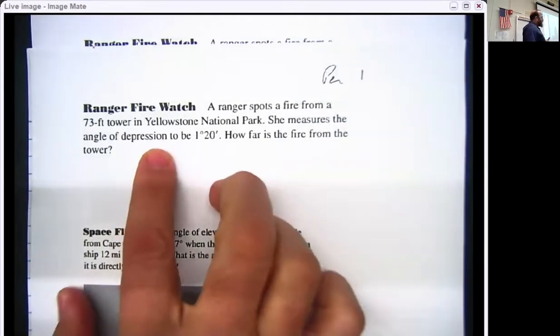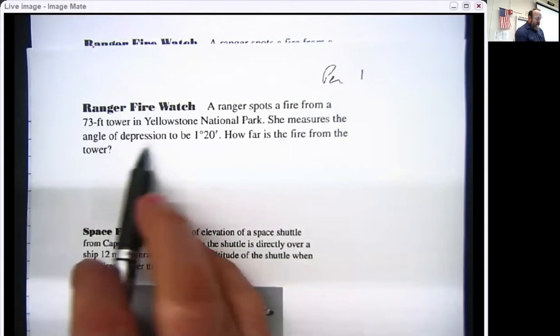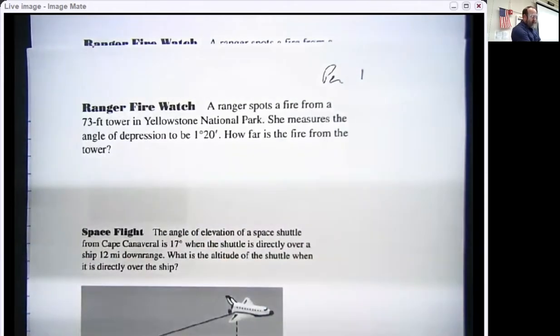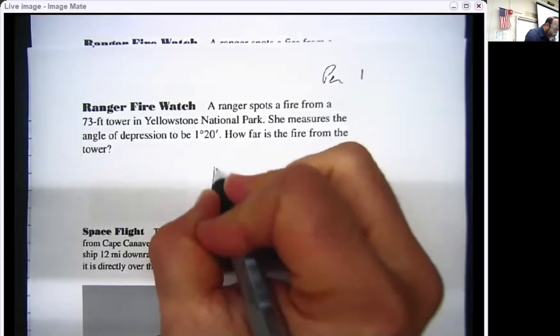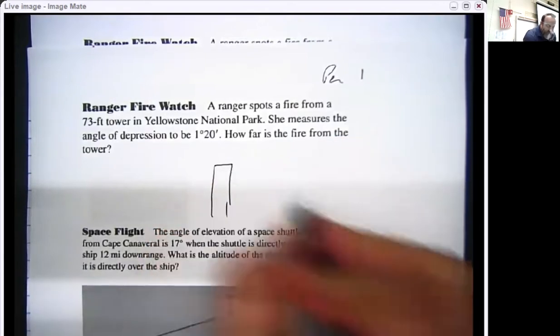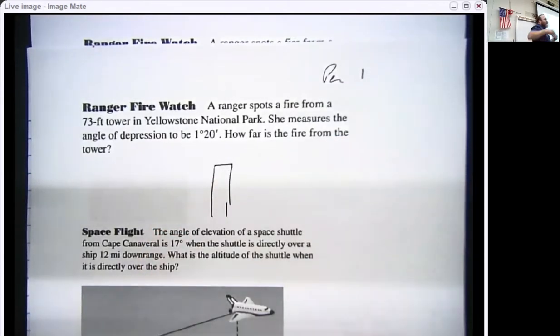So we've got a fire ranger here that spots a fire from a 73-foot tower out in Yellowstone National Park. And she measures the angle of depression. Now, right off the bat, that tells me something. So we have a situation where there's a tower here, right? And where is the fire? Now, where do people look when they're depressed? How are their eyes? They're kind of downcast, right?